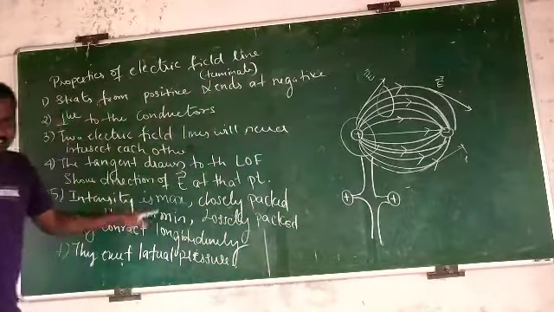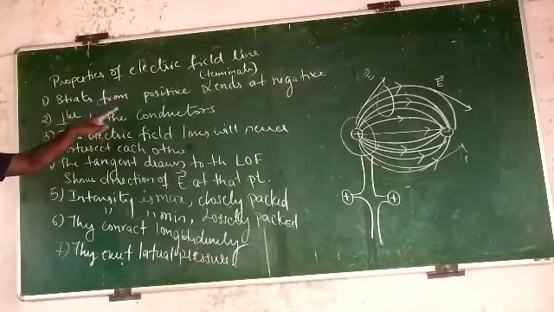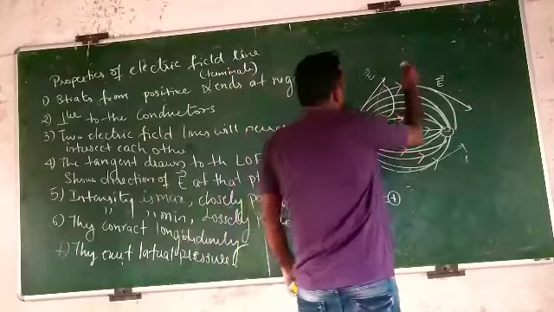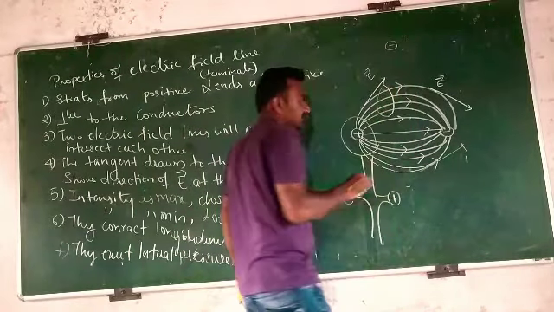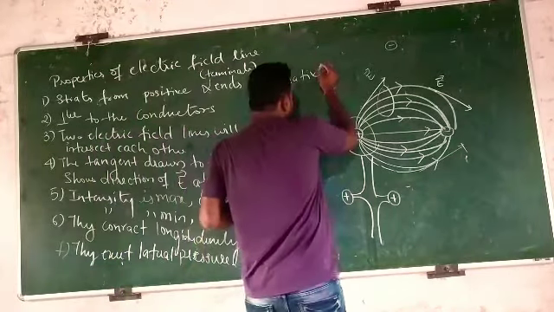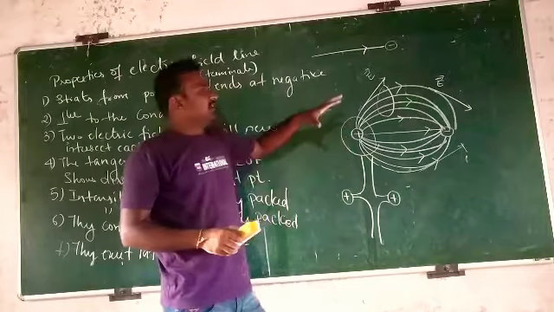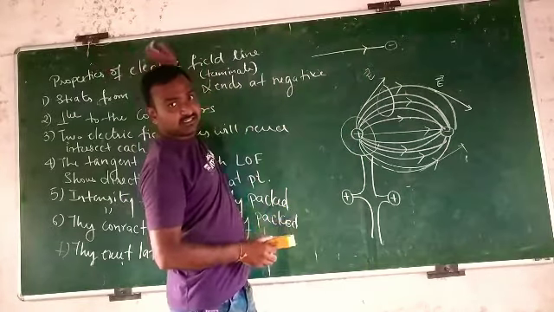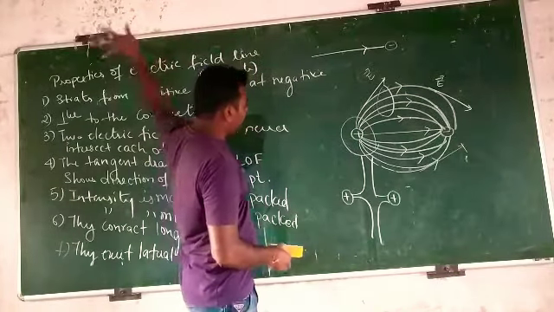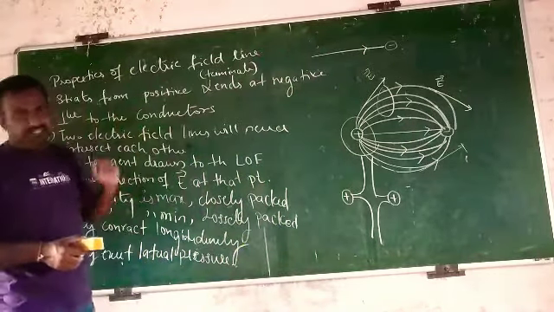These are the properties of the electric field lines. Let me repeat them once again. They start from positive and end at negative. Always they start from positive and end at negative. If I consider any negative charge, I will draw the electric field like this. It means somewhere there is a positive charge, and the electric field lines are coming from that positive charge. We will assume like that. This is our assumption for our convenience.